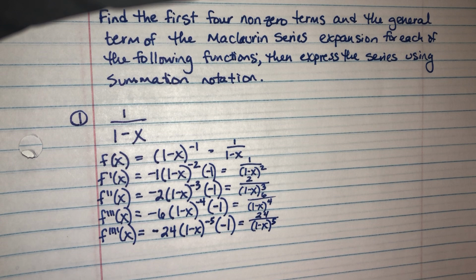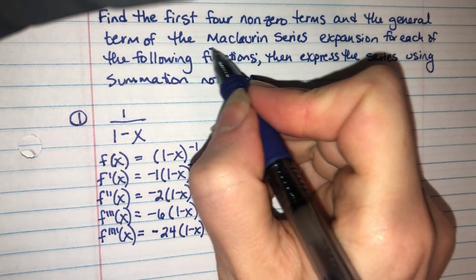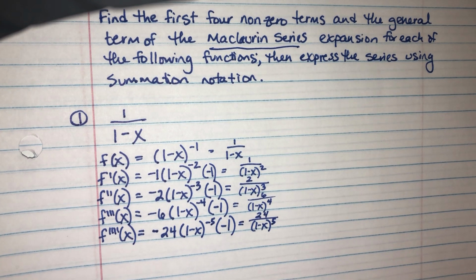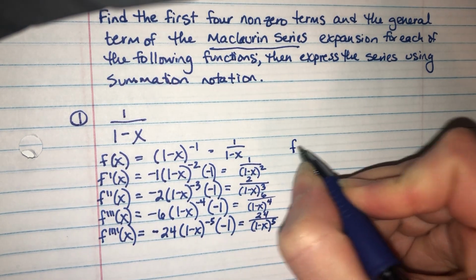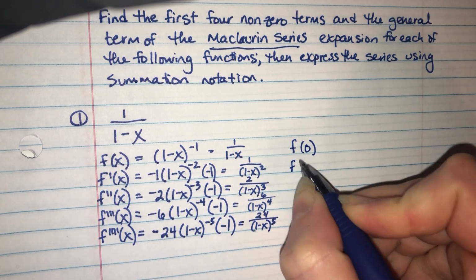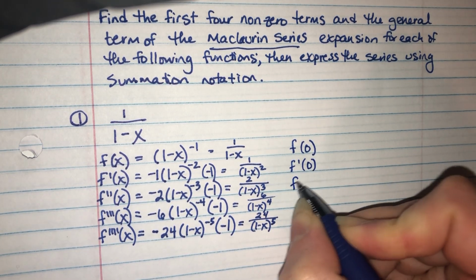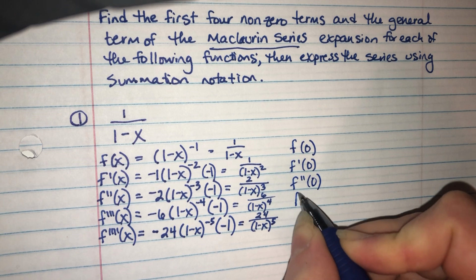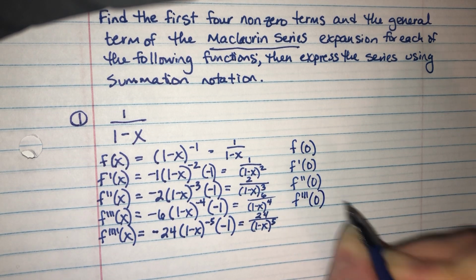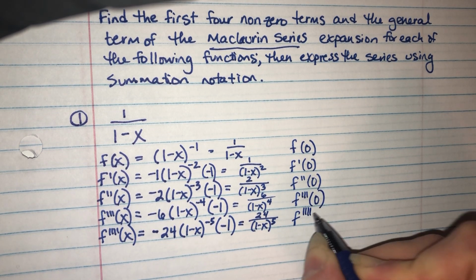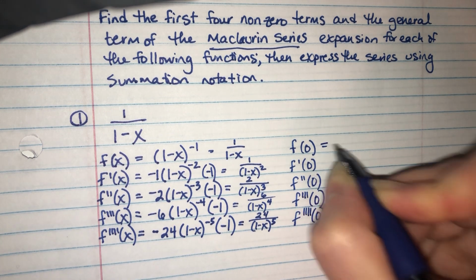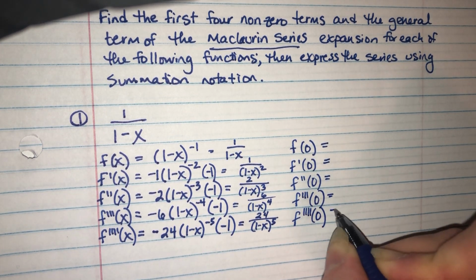Now I want to evaluate each of these at 0 because I'm doing a Maclaurin series. So the c value is 0. So I'm going to go f of 0, f prime of 0, f double prime of 0, f triple prime of 0, and f quadruple prime of 0. And I'm going to work each of these out.